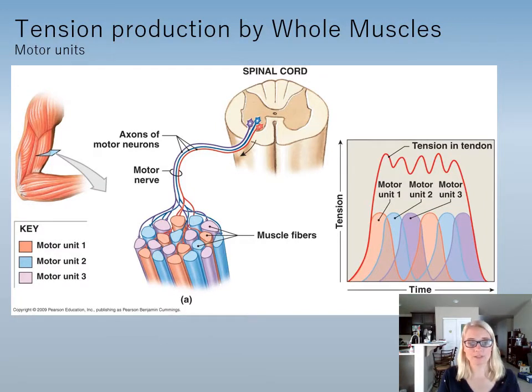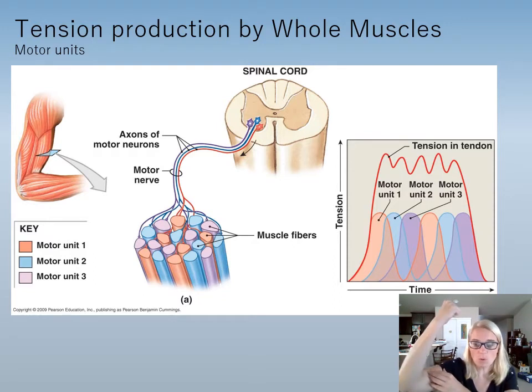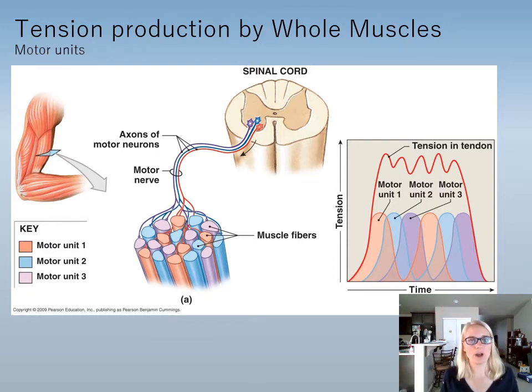So now we have to take a look at, we don't lift things up with one muscle fiber, we lift things up with whole muscles. So how do we know how much tension is produced by a whole muscle? Well, first of all, we have to see how many of those cells are actually being stimulated.